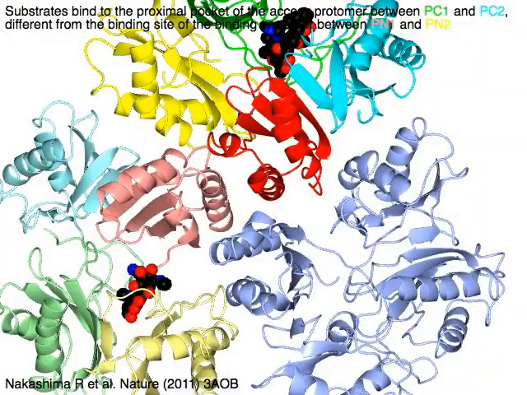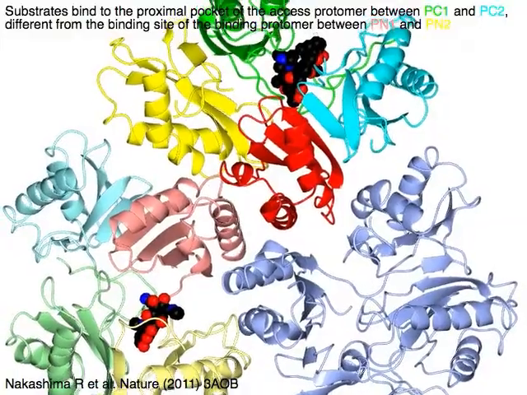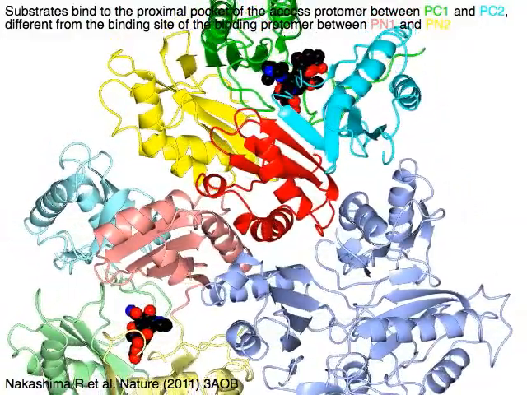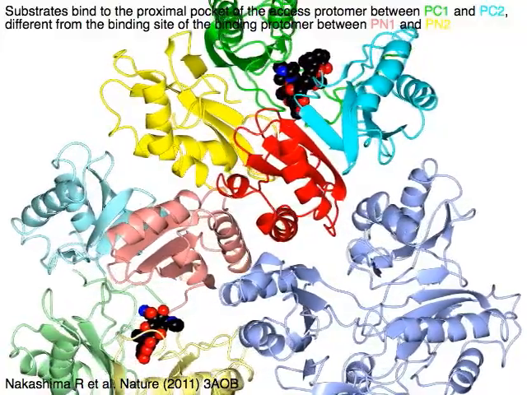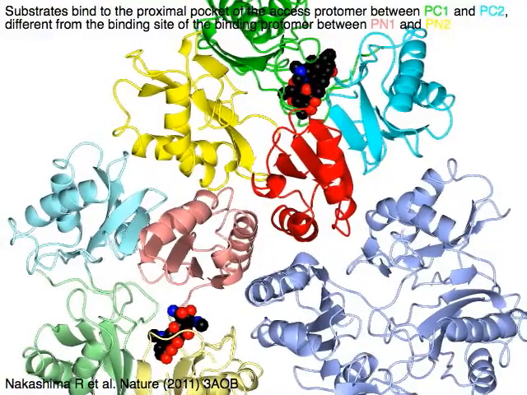Some bulky substrates bind to the proximal pockets of the access protomer between PC1 in green and PC2 in cyan. The binding site is different from the binding site of the binding protomer, which is located between PN1 in red and PN2 in green.